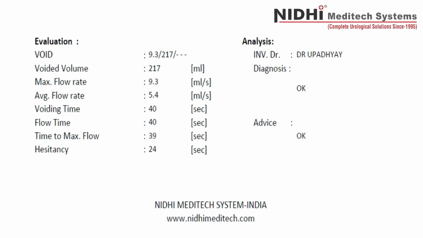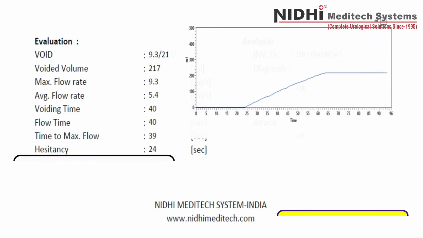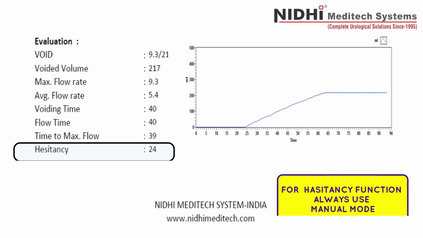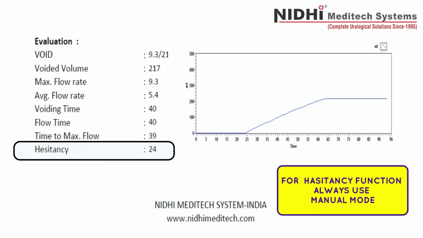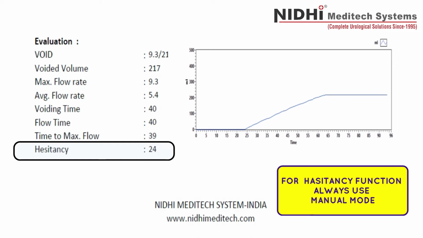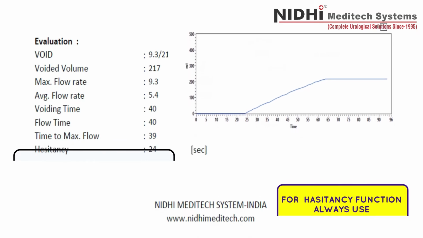Below this graph, an analysis section appears in which NidhiFlow 8130 displays parameters of volume, time and flow rate as per ICS standards. Hesitancy displays the time between the patient's sensation of urination and actual voiding. For the hesitancy function, you always have to use manual mode.